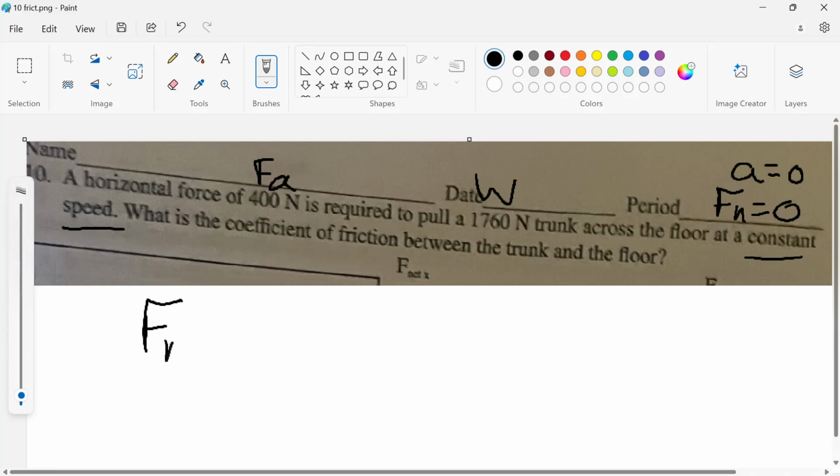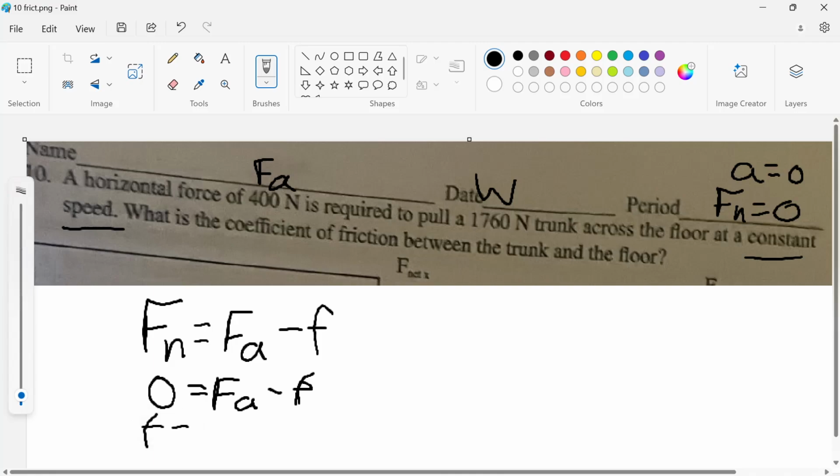Remember that net force is equal to the applied force minus friction. And in this case, the net force is 0, so 0 equals the applied force minus friction. And if I add friction to both sides, friction equals the applied force. So in this case, that's 400 newtons. So I know the friction is 400 newtons, and it equals the applied force.